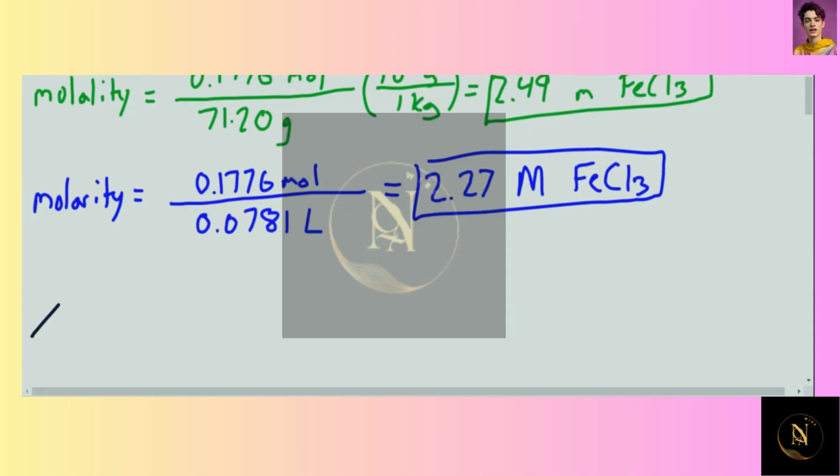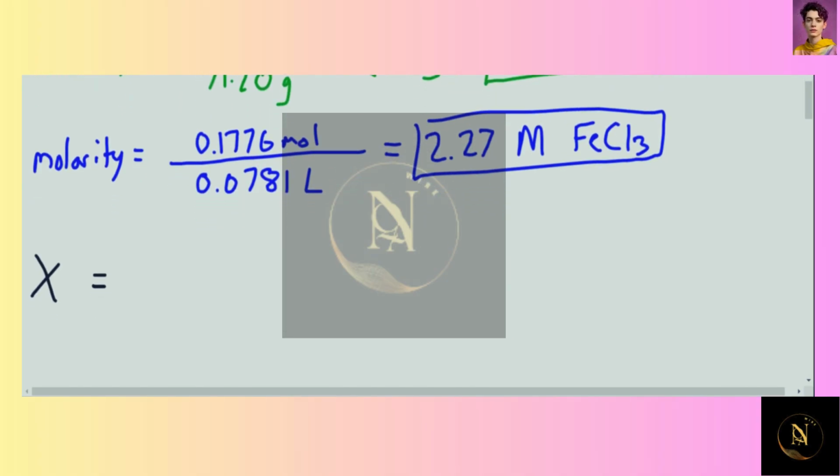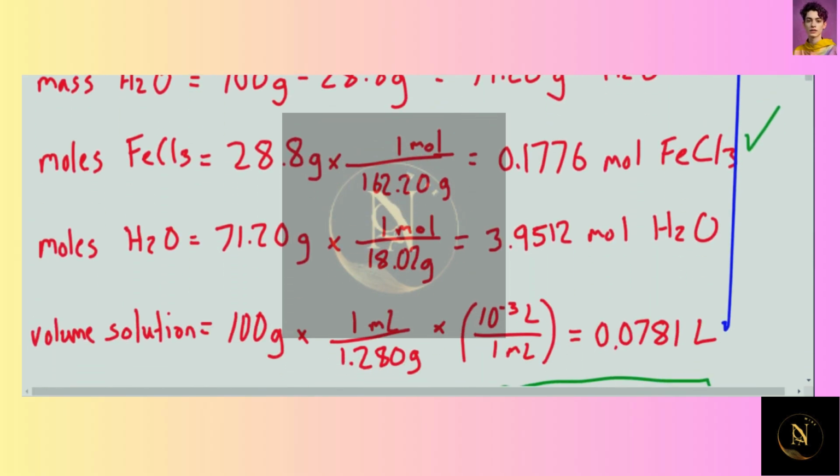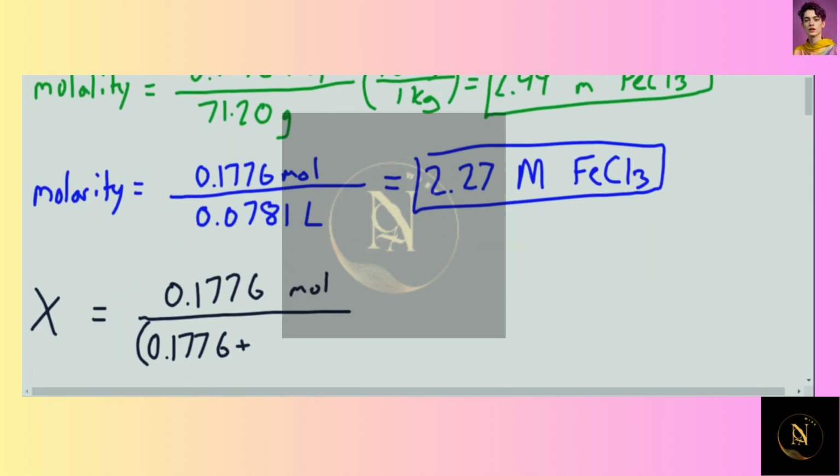Finally, we calculate mole fraction. Again, the same numerator, 0.1776 moles, divided by the total moles, which would be 0.1776 plus the moles of water, which we calculated here as 3.9512. So we do this calculation and we get 0.0430.